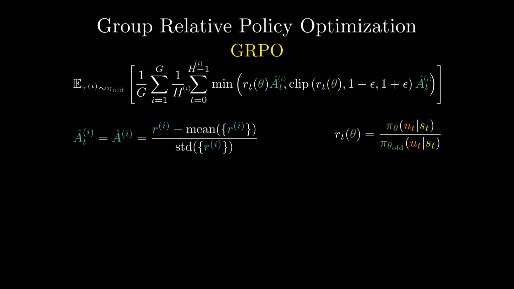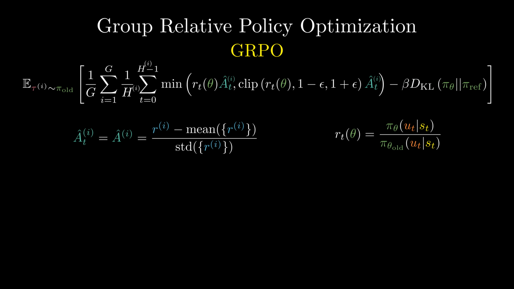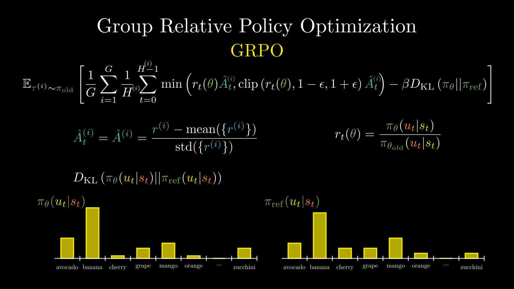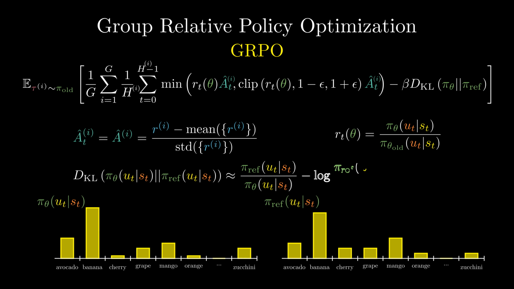But there's more. Training solely with this objective might cause our policy to drift too far from our reference model, for example, the initial preference-tuned model. To prevent this, we add a KL divergence penalty between our current policy and the reference model. This regularizes the training by ensuring that the next token probabilities stay similar to the reference model's. Directly computing KL divergence is expensive, but we can approximate it with a low bias estimate.